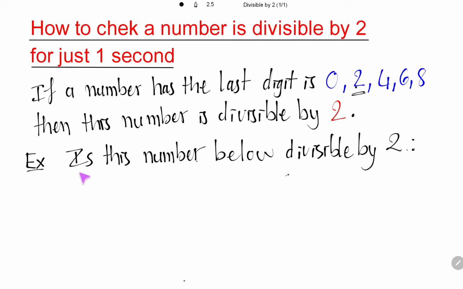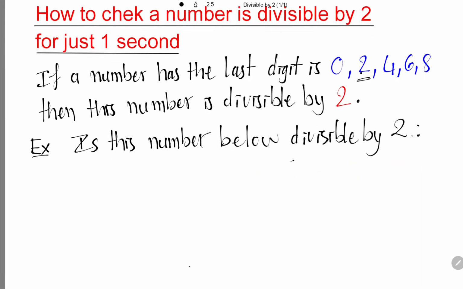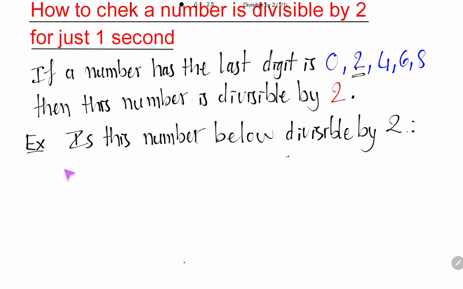Now see example. Is this number below divisible by 2? Okay. Now if I have number 230, is 230 divisible by 2? Yes, because the last digit is 0.